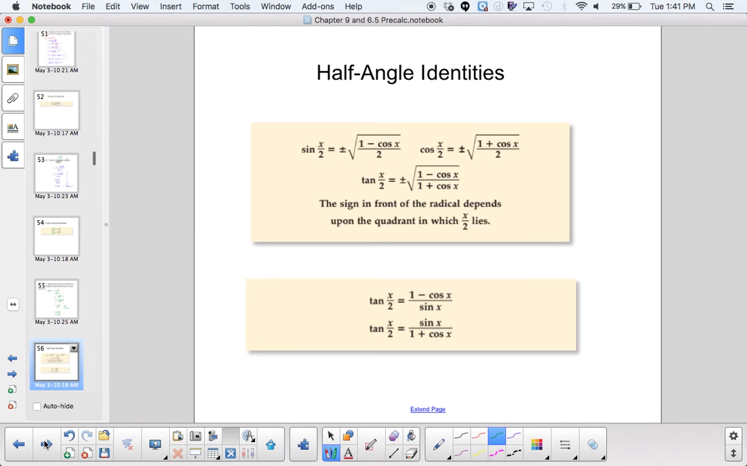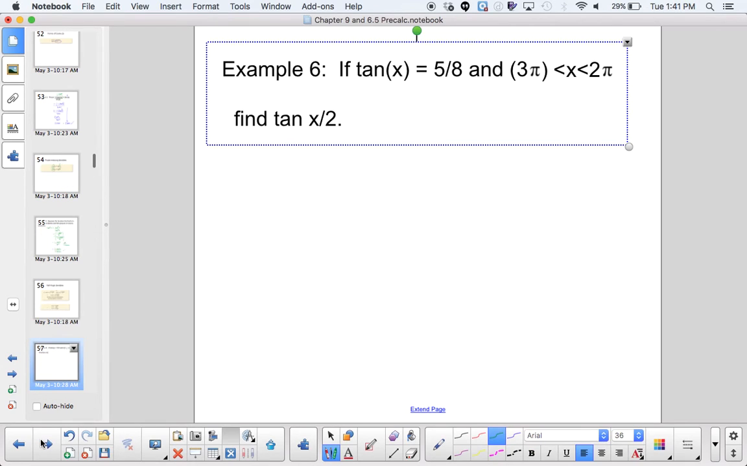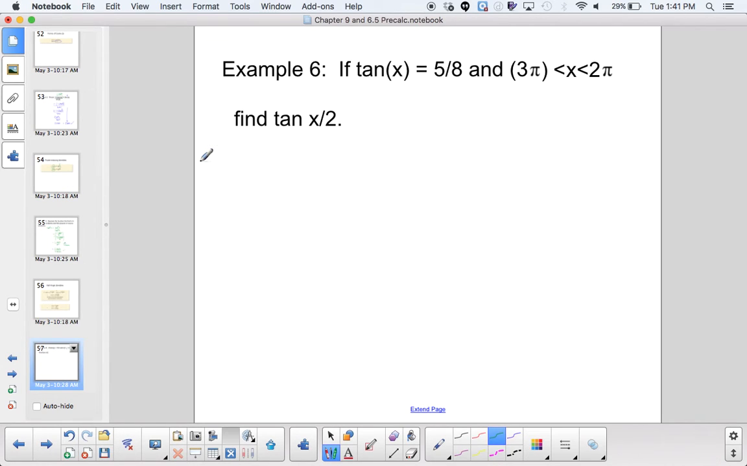And then we have our half angle identities. So as we worked with the sine of 2x and the cosine of 2x and so on, here are the half angle identities and how they are used. We have them for sine, cosine, and then you can see tangent here, and then you also have these options. Alright, and this time we are going to work with a tangent of x is equal to 5/8.